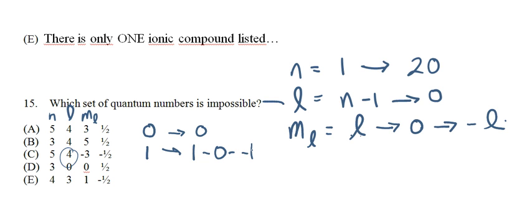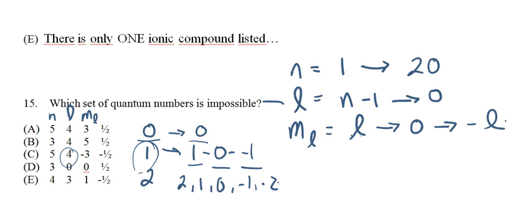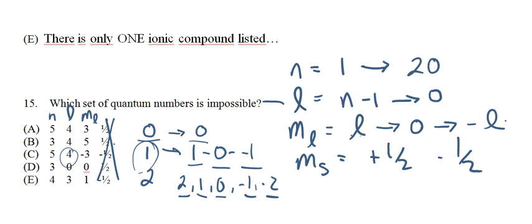Now, think about this. What does 1 represent? p orbitals. How many p orbitals are there in any given energy level? 3. How many s orbitals are there in any given energy level? 1. If I have a d orbital, my values go from 2 to 1 to 0 to negative 1 to negative 2. How many orbitals are there in the d subshell? 5. I think you get it. And then the last one, m sub s, is your spin, so positive or negative.